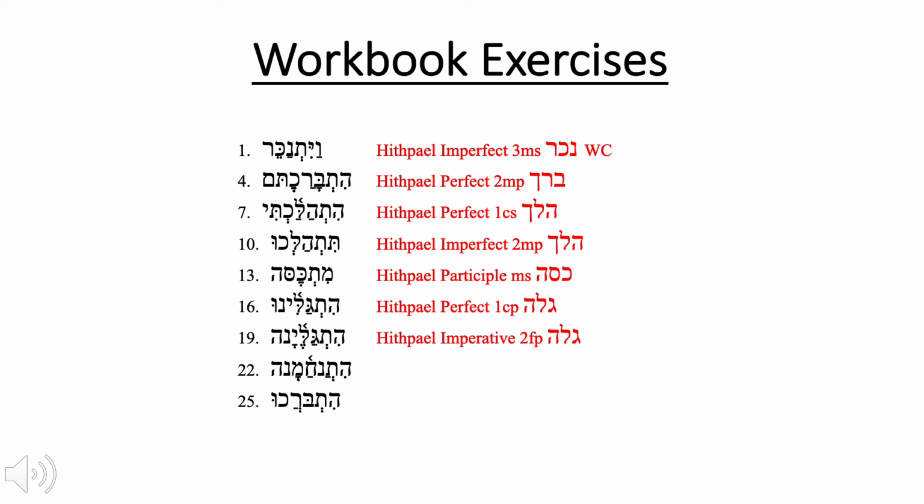It's not tit, it's hit with a hey. That's because the first tav prefix has dropped and been replaced by the hey. That's how we know that it's an imperative. If we had a tav at the beginning of this verb instead of the hey, it would be an imperfect. But as it is, it's an imperative. Hithpael imperative, second feminine plural. How about number 22?